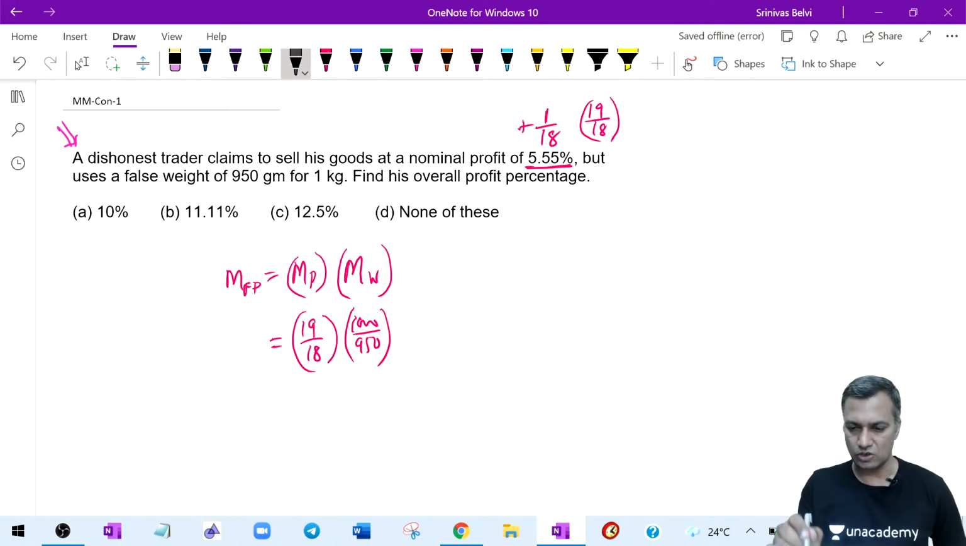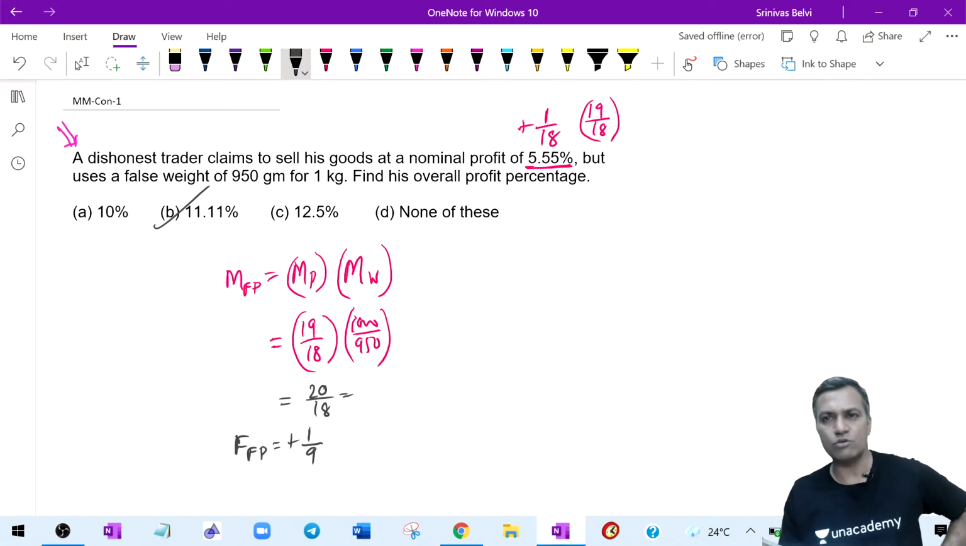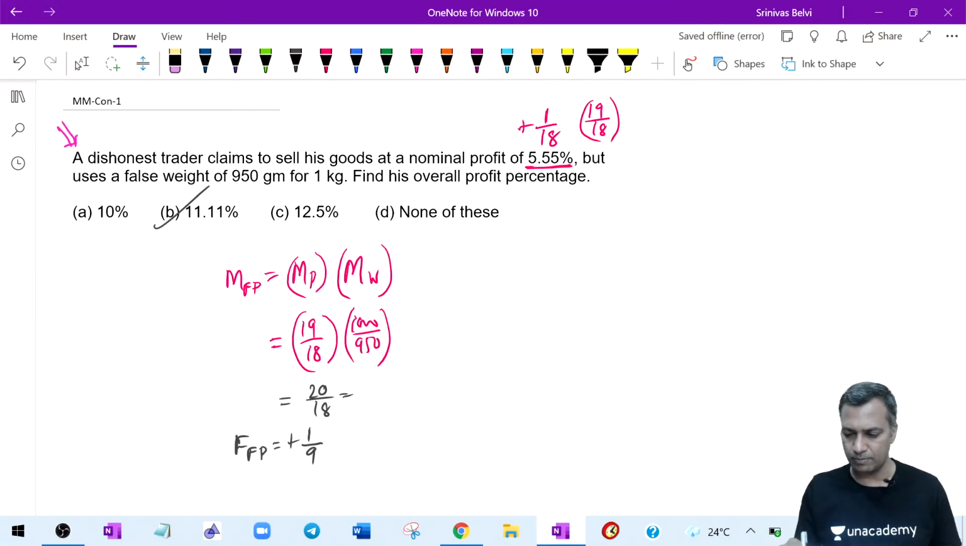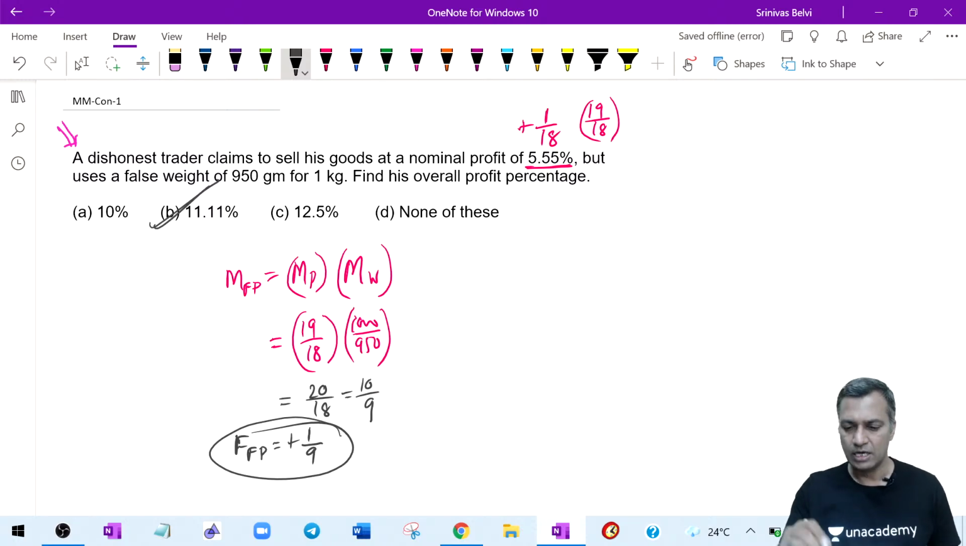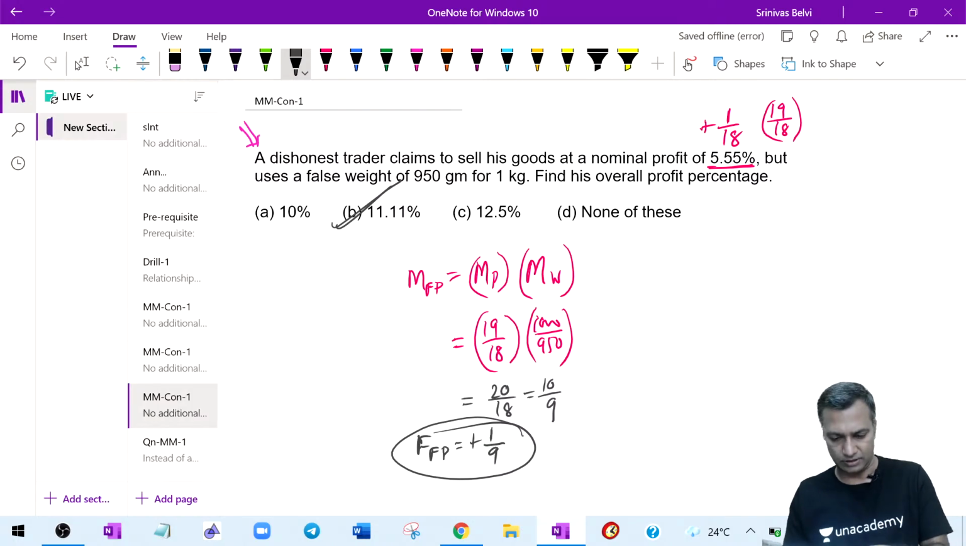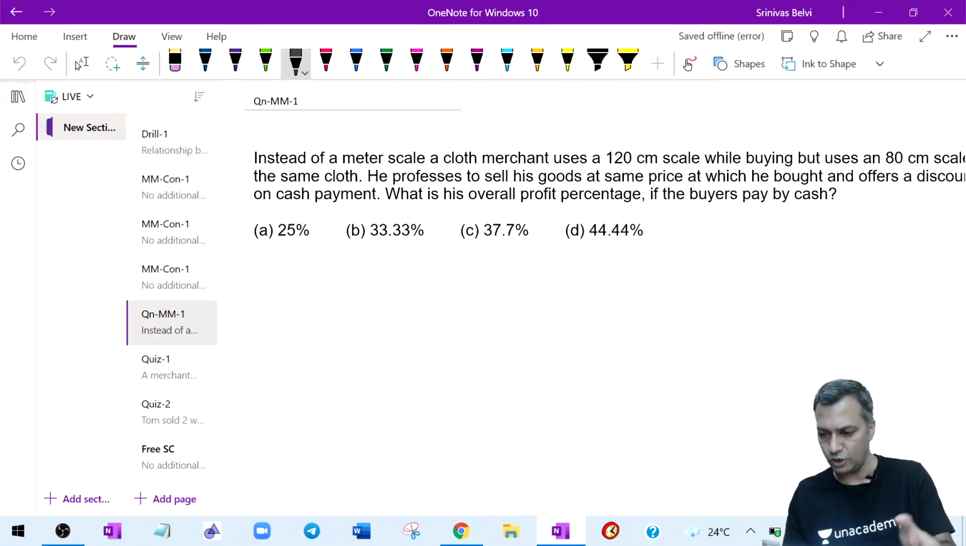If you simplify this, you end up getting 20 divided by 18. Rest all gets cancelled there. 20 by 18 is what is left. So that is nothing but 2 divided by 18, or 1 divided by... okay, this is the fraction. Therefore, the fraction related with final profit would become 1 divided by 9. What is 1 divided by 9? 11.11%. Simple. We all know that the multiplier is 10 divided by 9. Therefore, the fraction is 1 divided by 9, and the percentage is 11.11%. Very good.